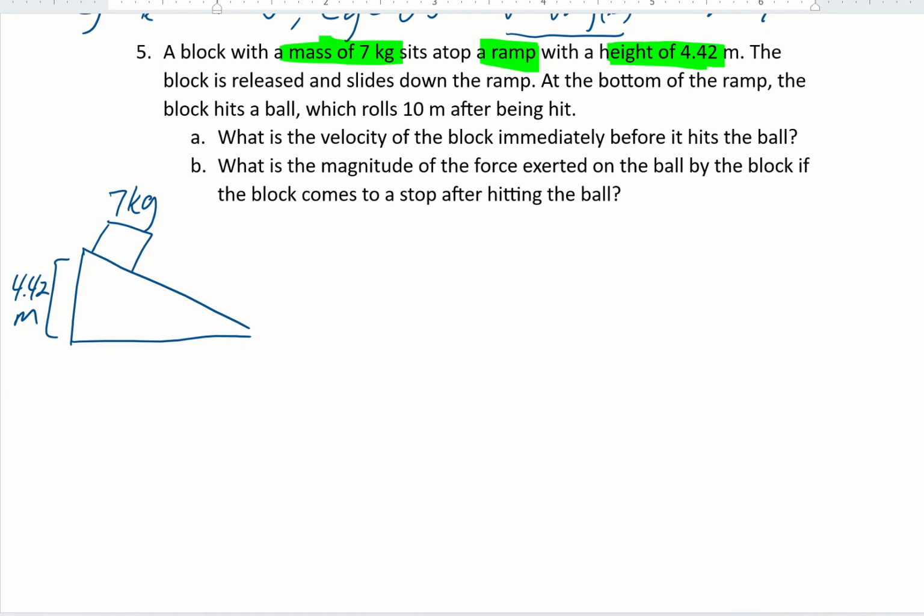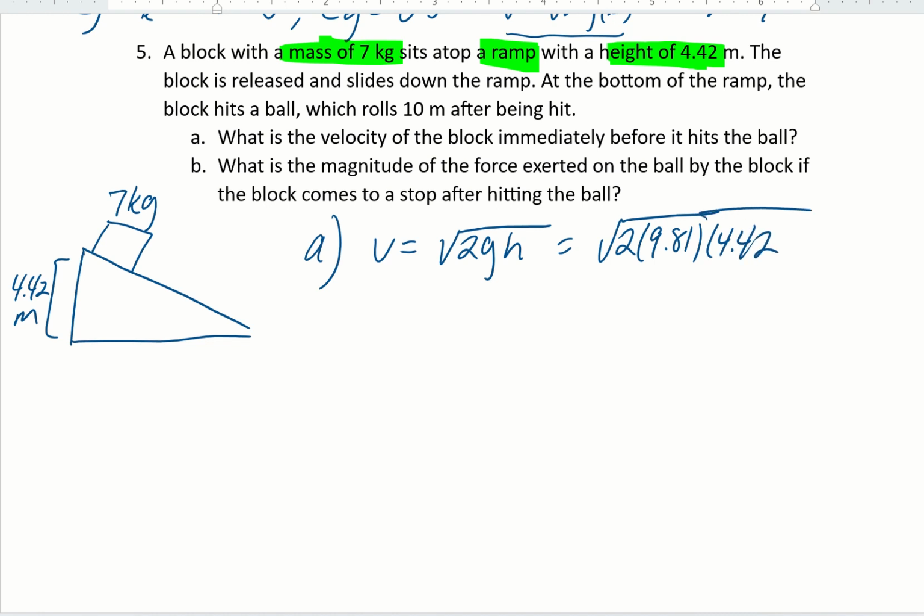So A is simple enough. Again, if we're going from a height and just trying to calculate the velocity, it's just the square root of 2gh. Our change in height from the top to the bottom of the ramp is 4.42 meters. So the square root of 2 times 9.81 times 4.42 is going to be our velocity, and that's going to be 9.31 meters per second.